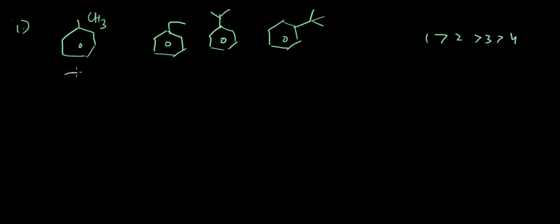And why is this the case? More plus H, then a little less plus H, less number of alpha hydrogen, and then 0 alpha hydrogen.